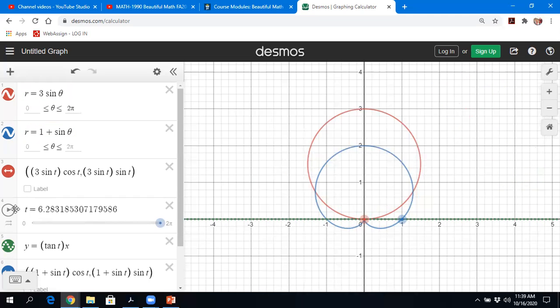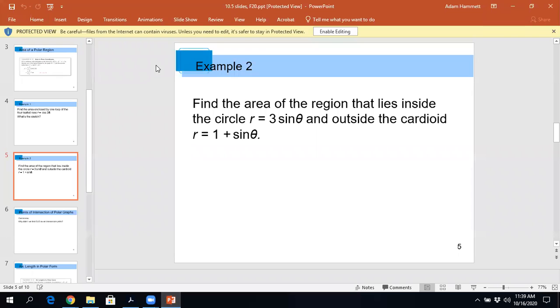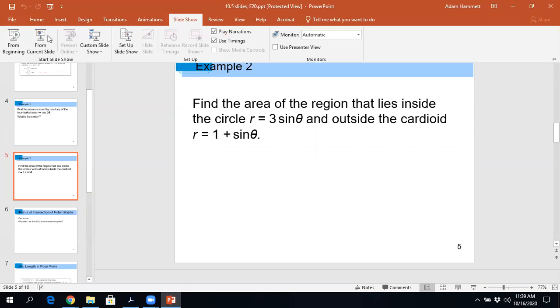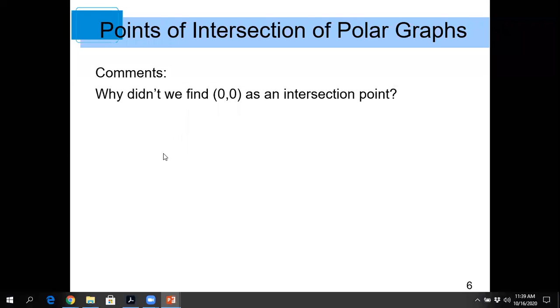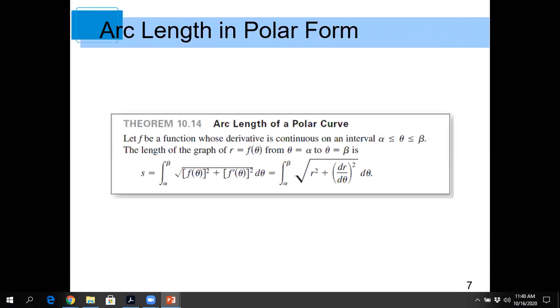Okay, you can sit there and just watch that thing run for a while. It's sort of a cool thing, right? Okay, back into the slideshow. Let's continue. Again, we already talked about this. Why didn't we find 0, 0 as an intersection point, even though it was one? Because the parameter, where we were on each of those curves, was at different places. It visited 0, 0 at a different time on one curve than on the other. That's the essence of what was happening.